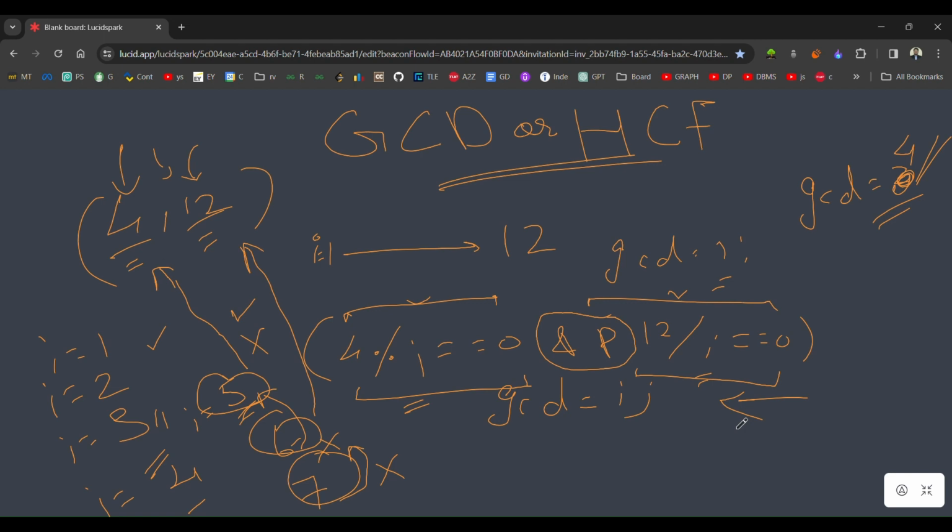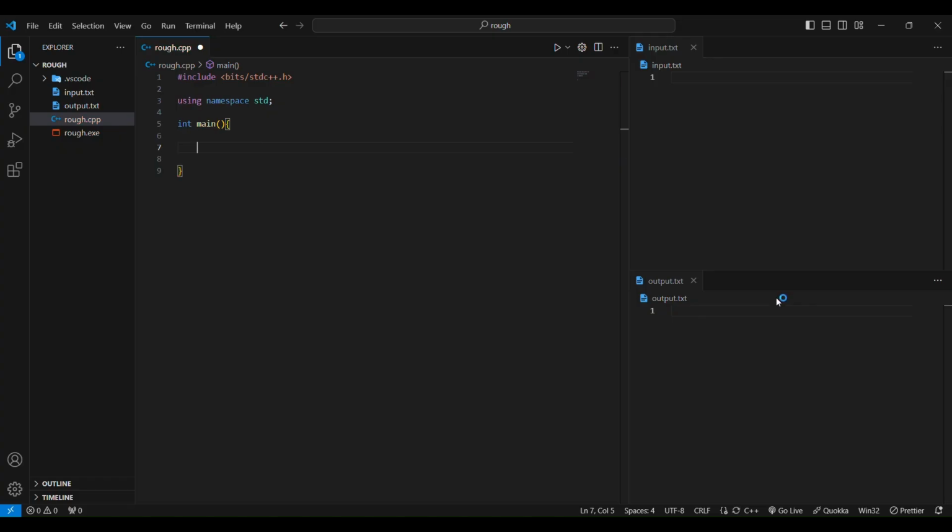So we will just iterate from 1 till the minimum of these two. In this case 4, right? So in this only you will get to know the common factors and you will take the greatest among them. So let's write the code.